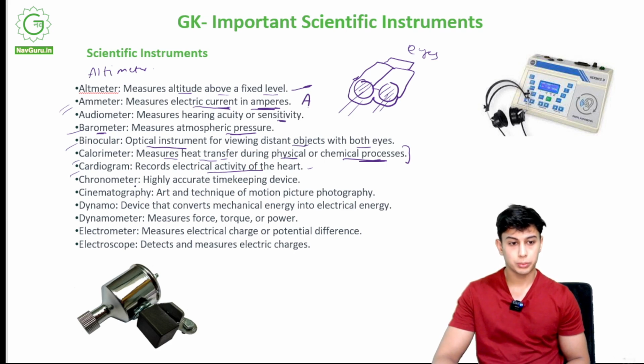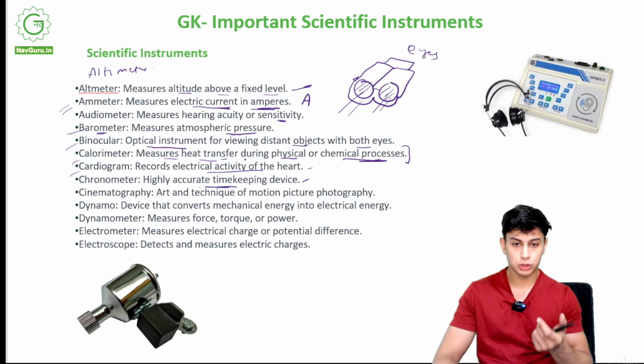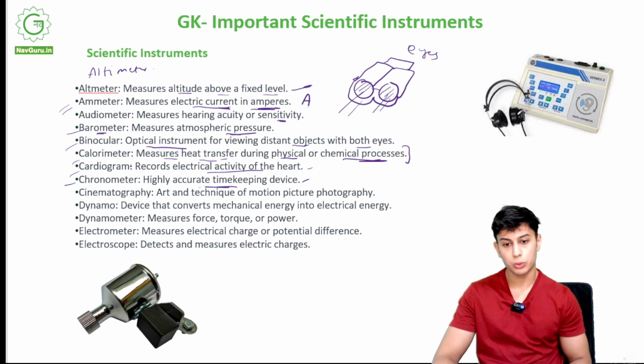Chronometer. Now what is a chronometer? A chronometer is a highly accurate timekeeping device. If someone wants to keep track of time, he will have a chronometer. This is an example of a chronometer. Now we talk about cinematography. Now what is cinematography? The art and technique of motion picture photography.